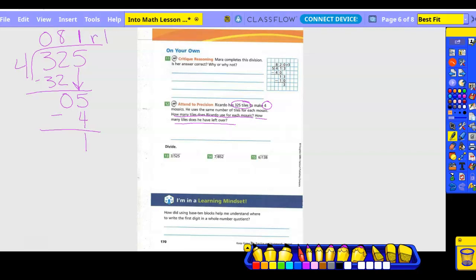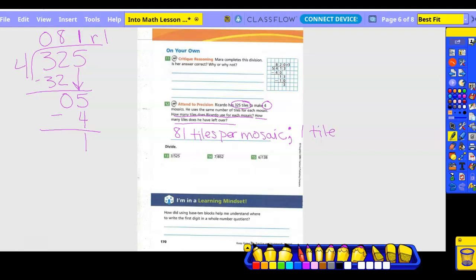Now, when I would go to write this answer, should I put the 0 in there? No. Okay. So how many mosaics or how many tiles does he use? 81 tiles per mosaic. And then our second question is, how many tiles does he have left over? So what's our remainder? 1. The 1 tile is our second answer.